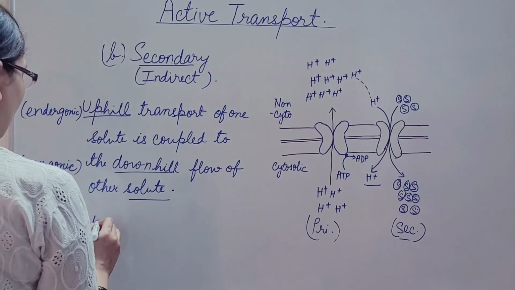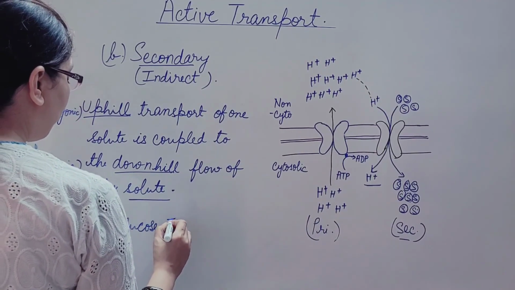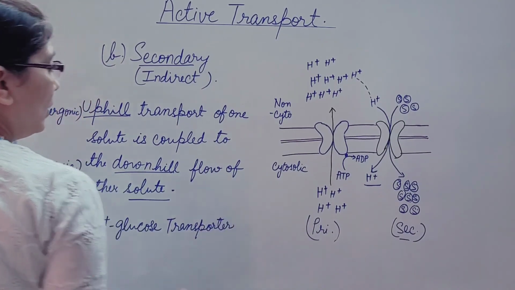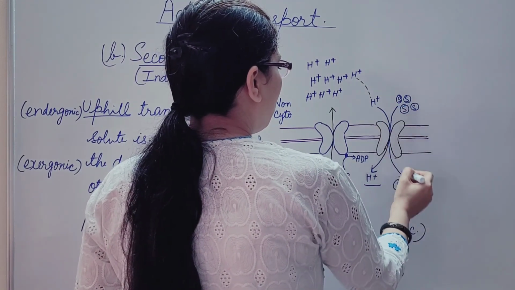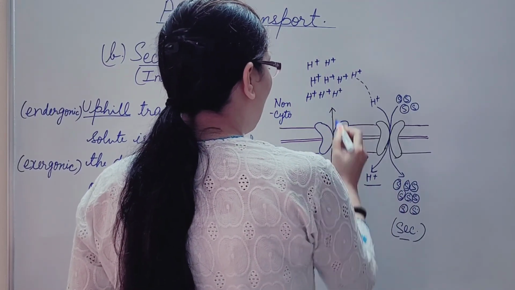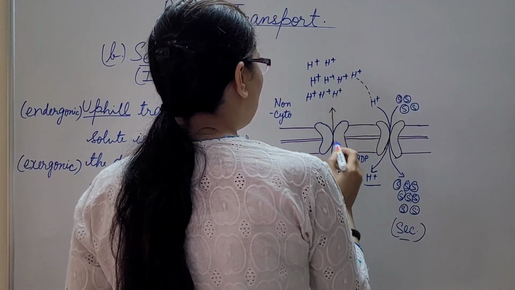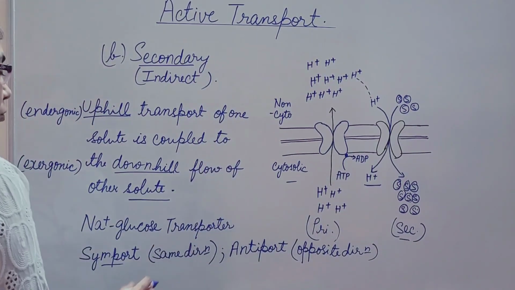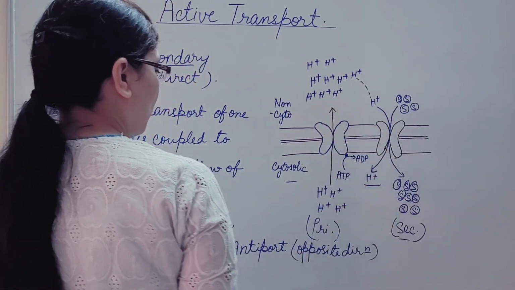Example is the sodium glucose transporter. In this, sodium moves downhill and glucose moves uphill. Then this sodium is pumped against the concentration gradient from the cytosolic to the non-cytosolic region by the sodium-potassium pump. Depending upon the movement of the solutes, it may be symport, that is when the two solutes move in the same direction like here, and antiport if they move in the opposite direction.